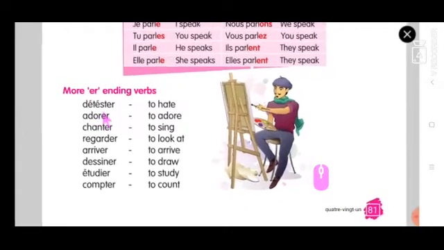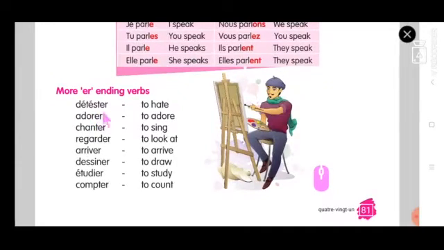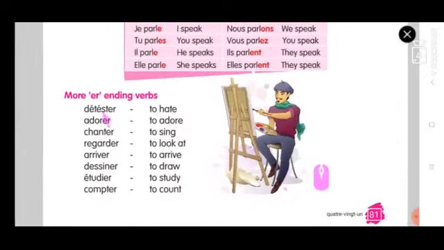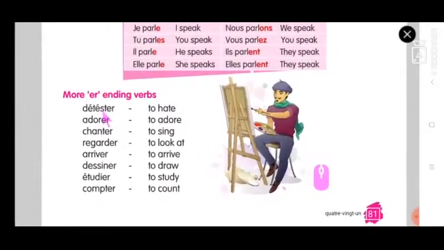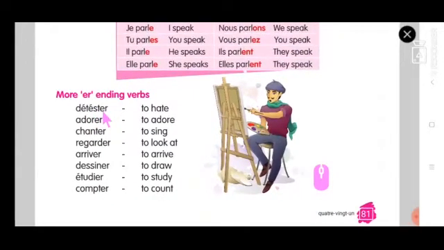Let's go to the second verb. Adorer, take out the ER. What is left out? Radical. So that will be the pronunciation of the first radical. J'adore, tu adores, il adore, elle adore, nous adorons, vous adorez, ils adorent, elles adorent.